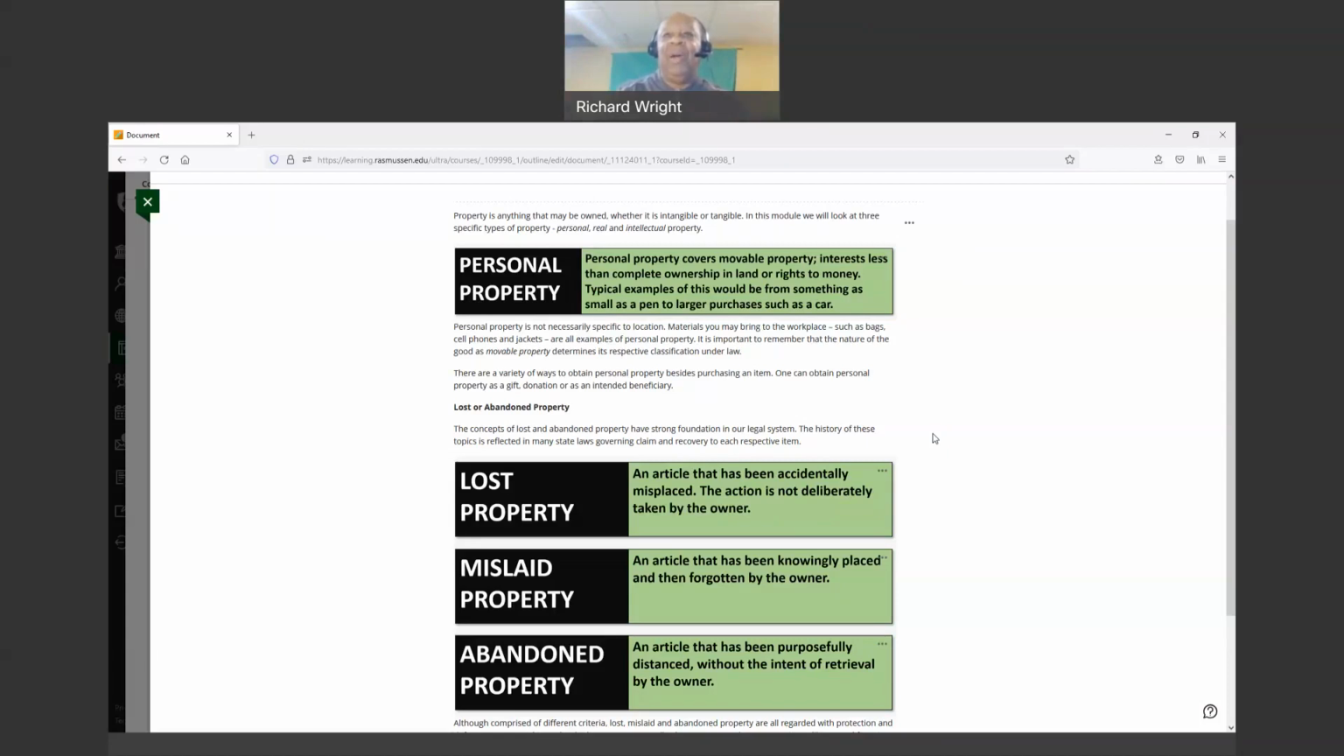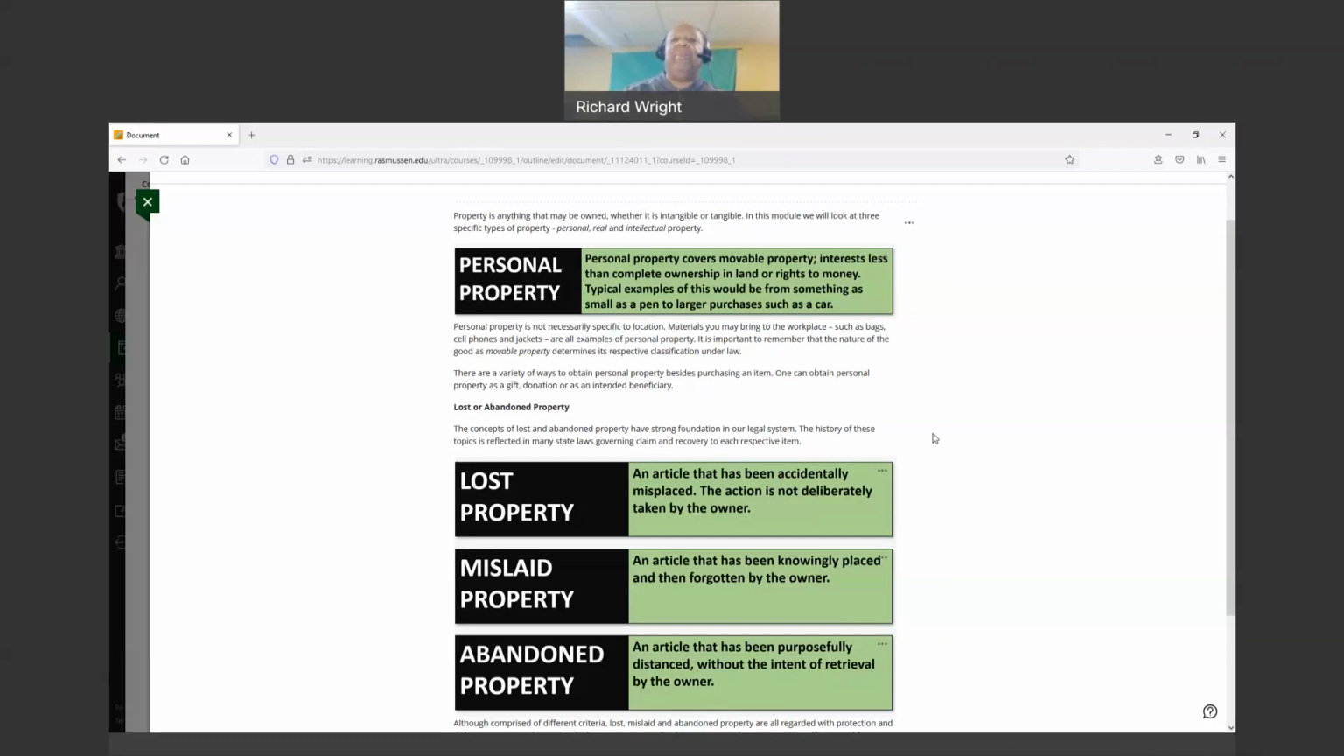Personal property can be purchased a number of ways, as you know already: cash, credit card, checks. One can obtain personal property as a gift, or receive it as a donation, or as a beneficiary in a will or something like that.